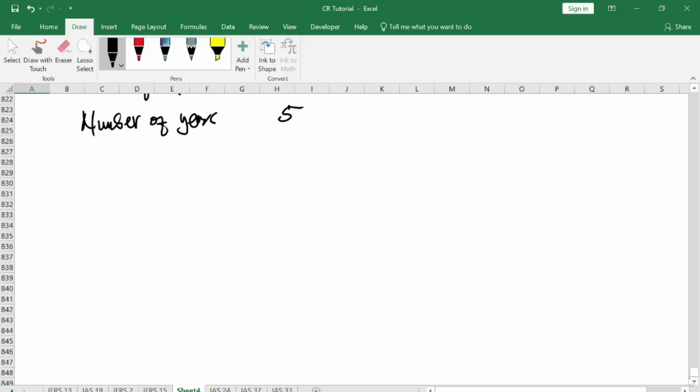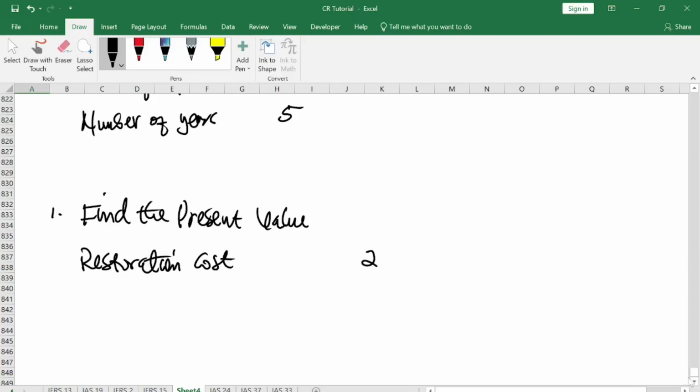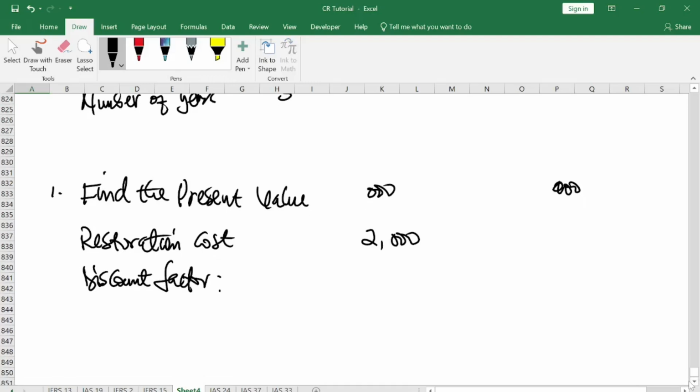First, find the present value. So you have the restoration cost of 2 million. Now you'll find the present value. First, find out the discount factor here, because the restoration is going to happen in 5 years' time. The value of this money will not remain the same before the restoration is done. So you need to find the present value of this 2,000. So first find the discount factor.